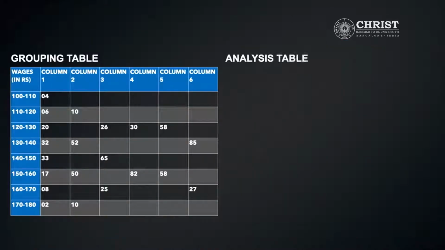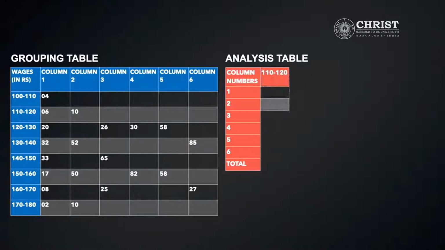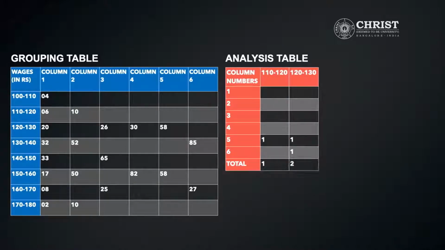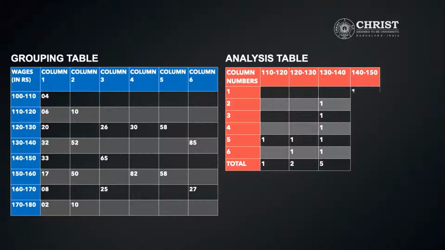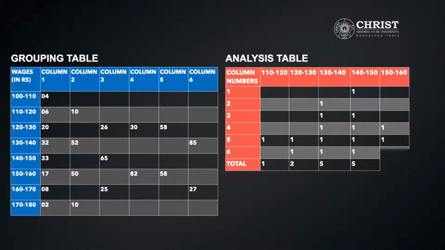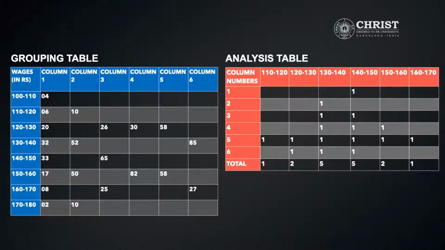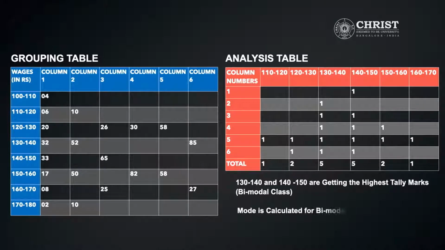Now the analysis table: wherever you got the highest frequency in the grouping table, we represent it in the analysis table. When you see that, you will see that 130 to 140 and 140 to 150 are getting the highest frequency of 5 each. That means this is a bimodal class. So we cannot use the equation we used for the previous problem. Now the equation is different. Mode is calculated using the equation 3 median minus 2 mean. Now we have to compute the median value.